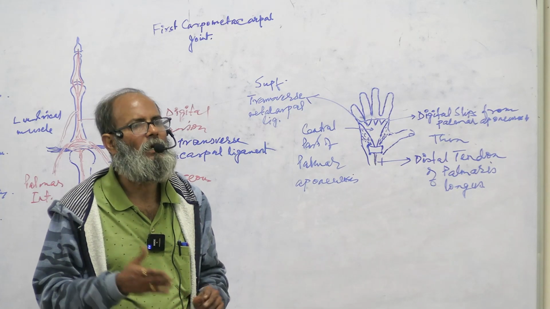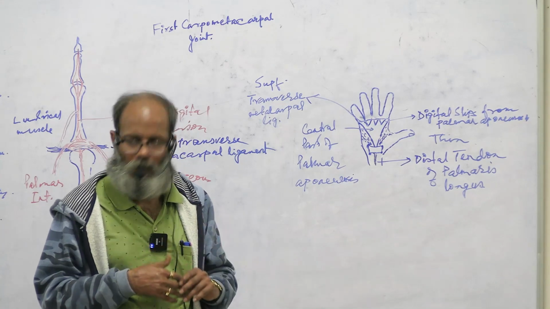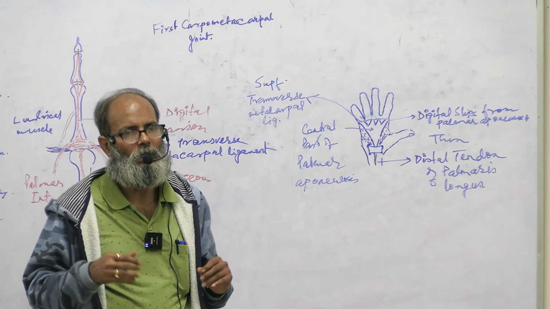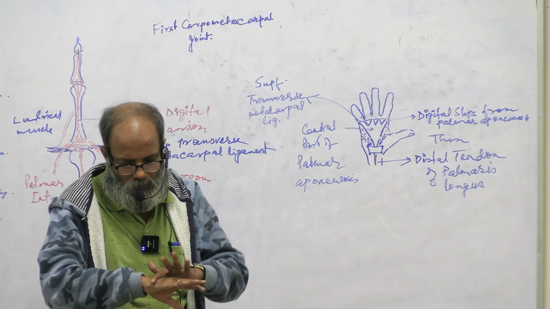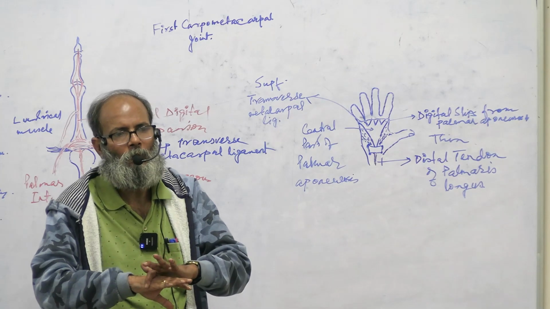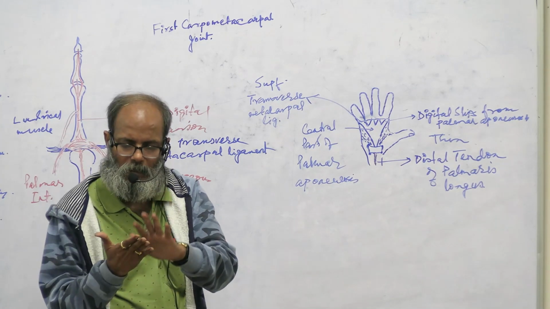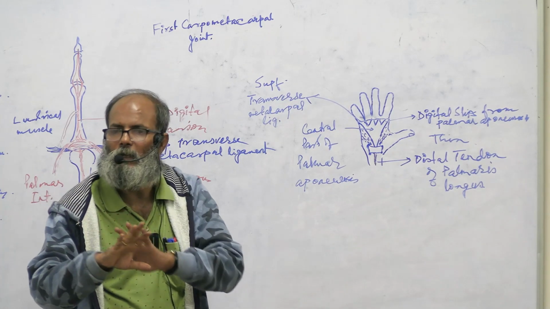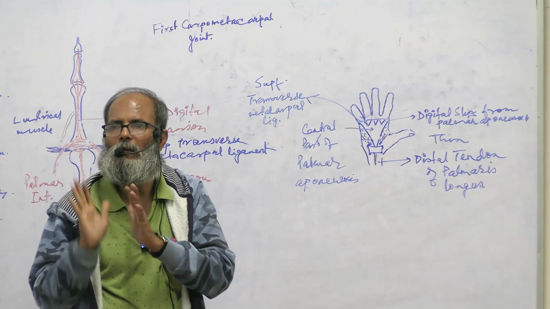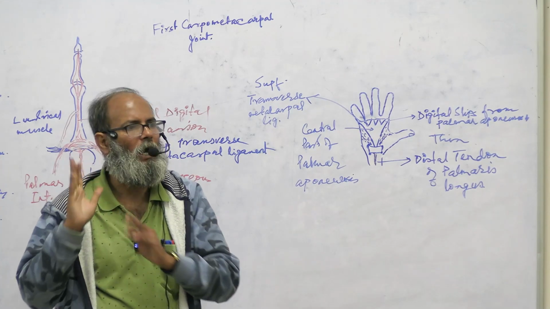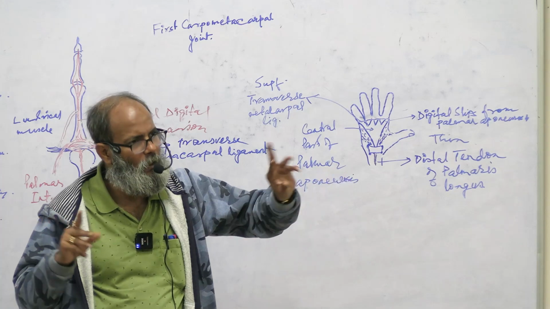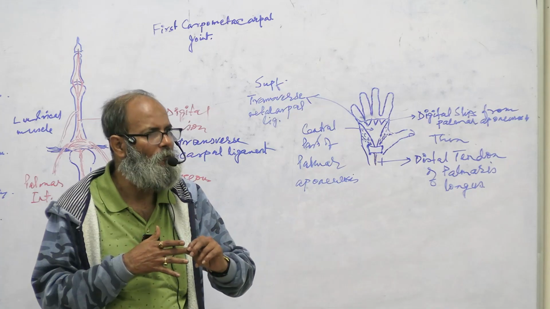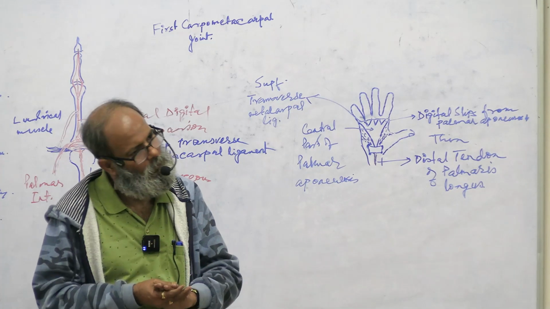And there is another line, that is Langer's line or cleavage line, that is due to the disposition of the collagen fibers across the skin. It is transverse in case of the dorsum of the hand, and it is vertical in case of the palm of the hand. So 3 types of lines I have described along with the papillary ridges that form the basis of dermatoglyphics or fingerprint technology.